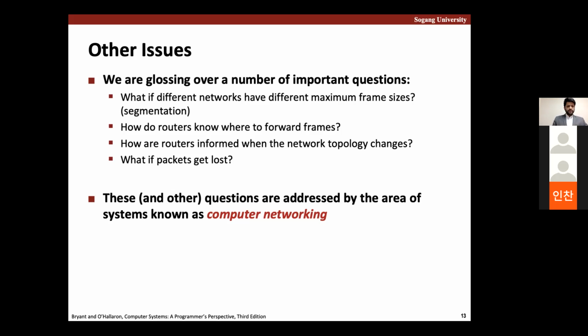and how are the routers informed when the network topology changes? What if a packet gets lost in the middle of sending due to some particular failure or some cable damage or anything? And there are several other questions. All these questions and several others are going to be addressed by the area of systems known as computer networking. I think you have a separate course for that, so you will learn all these problems and solutions to these problems in those classes.